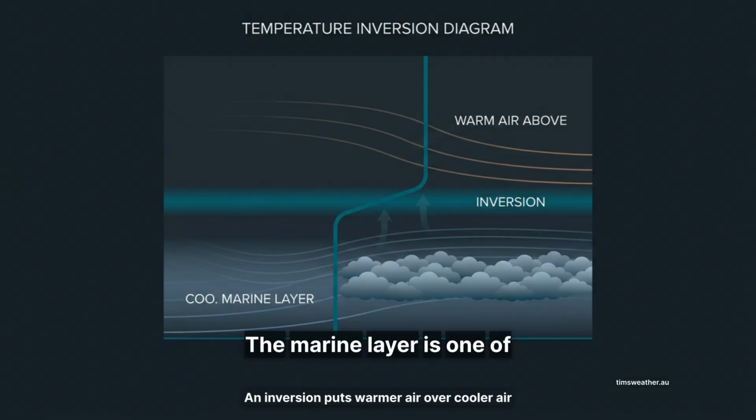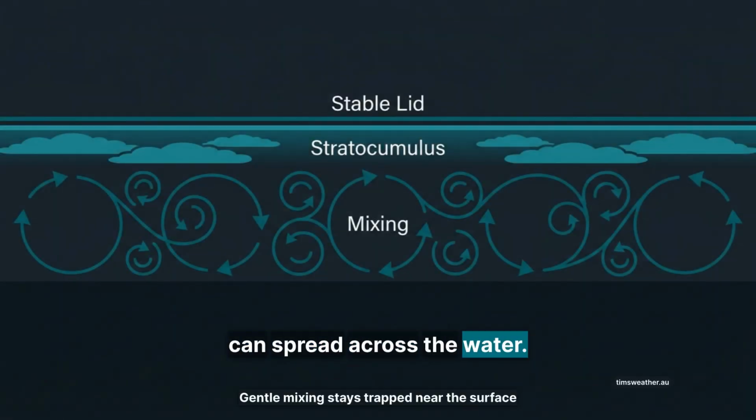The marine layer is one of the best places to see this process. Cool sea air keeps the lower atmosphere damp, while warmer air aloft acts like a lid. Overnight, a low cloud deck can spread across the water. In the morning, a sea breeze may carry it inland along parts of Australia's southwest and southeast coasts.